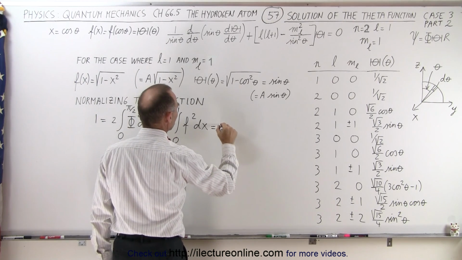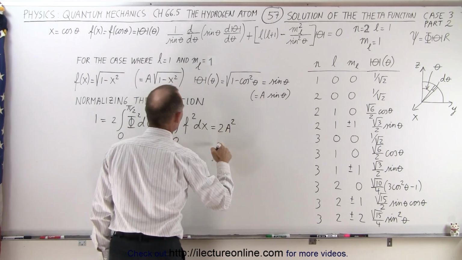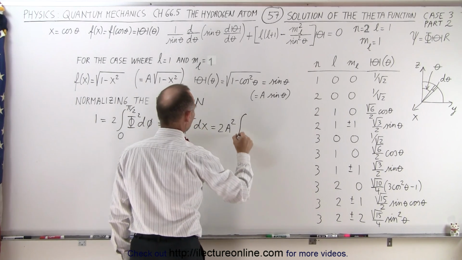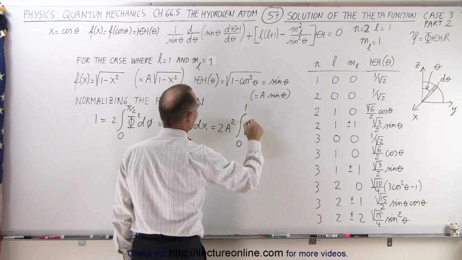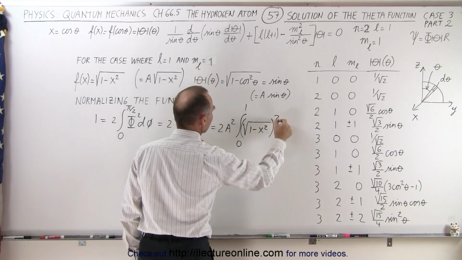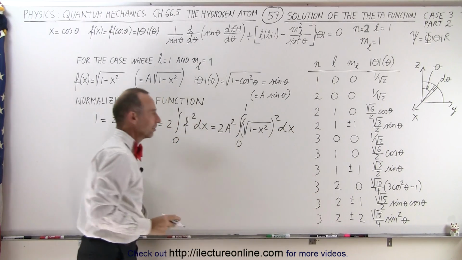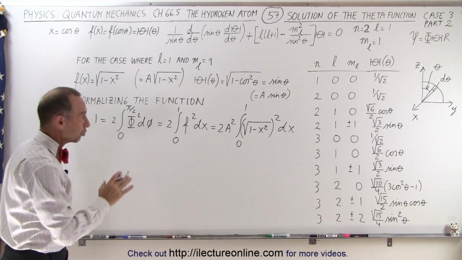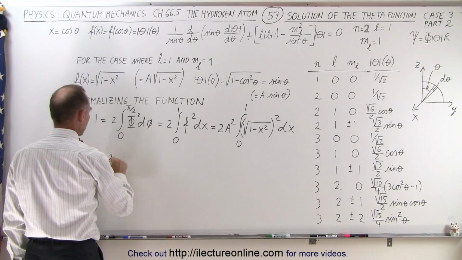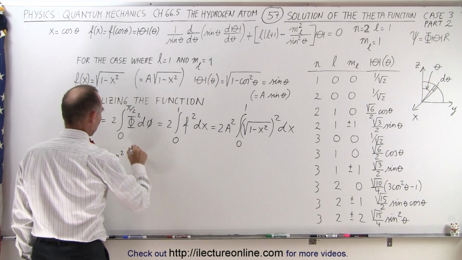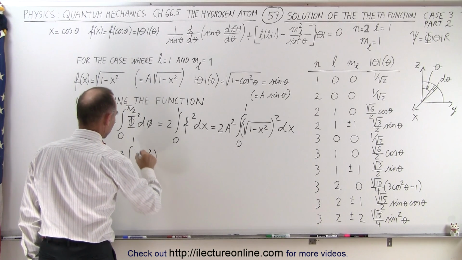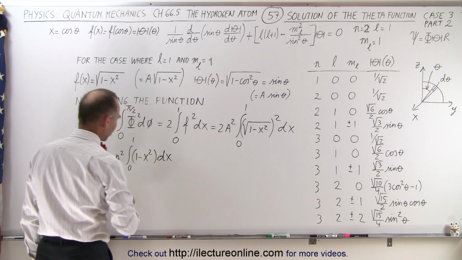So this is going to be equal to 2a squared, because we have the function squared, so the a becomes squared, times the integral from 0 to 1 of the square root of 1 minus x squared, but we have to square that, times dx. And so if we integrate that function, we should be able to solve for the value of a. So 1 is equal to 2a squared times the integral from 0 to 1 of 1 minus x squared dx. And that's fairly simple to integrate.